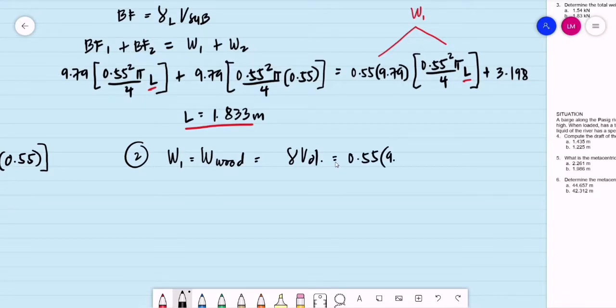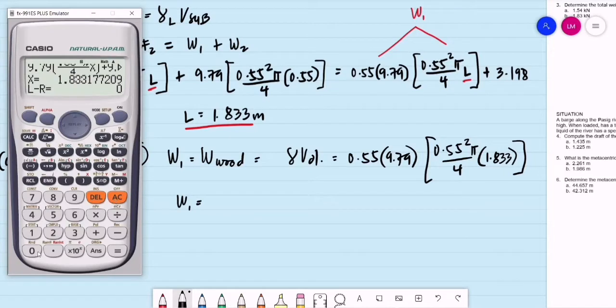0.55 times gamma water, 9.79 for this example. Okay, multiplied by 0.55 squared, pi over 4. Then, our computed length, 1.833 meters. So this will be weight number 1 or the weight of the wood. That is 0.55 gamma water, 9.79. This is 0.55 squared, pi, this is divided by 4. Computed length is 1.833. So shift solve.